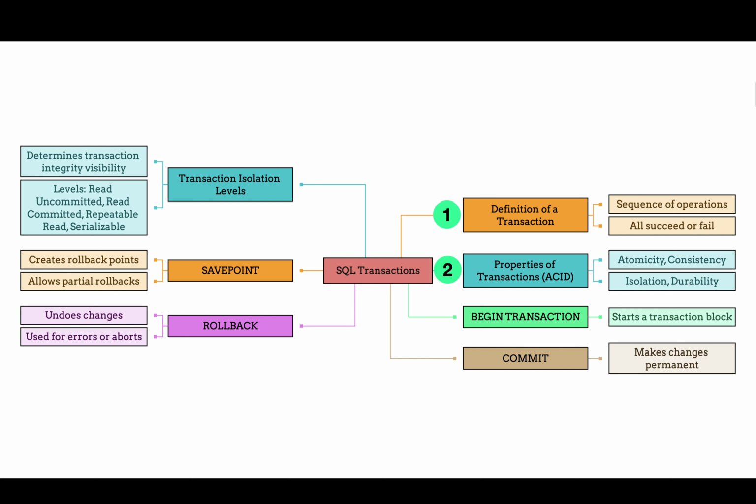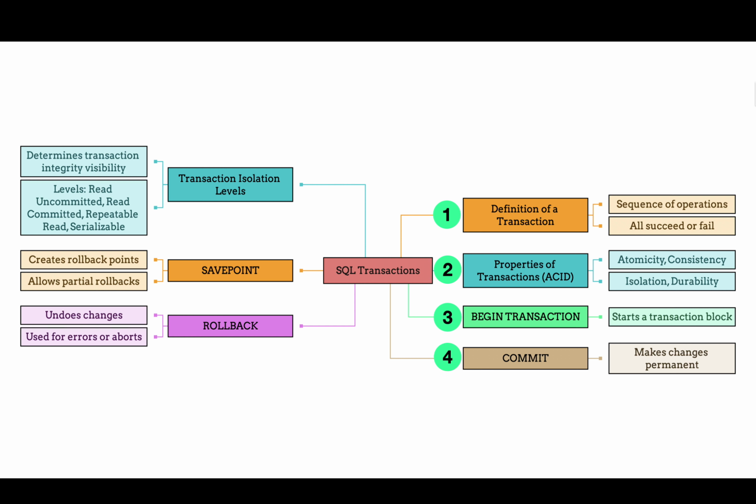Transactions in SQL are characterized by ACID properties: atomicity, all or nothing; consistency, ensuring data integrity; isolation, independence from other transactions; and durability, persistency of completed transactions. 3. Begin transaction, marks the starting point of an explicit transaction. It's used to start a new transaction block.